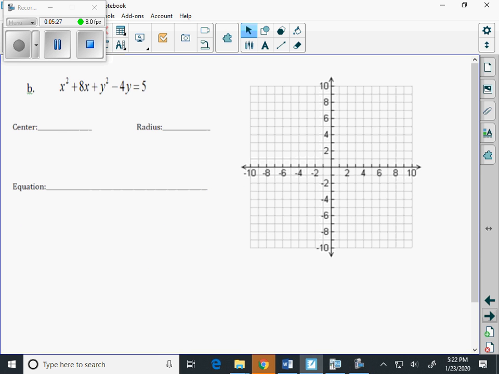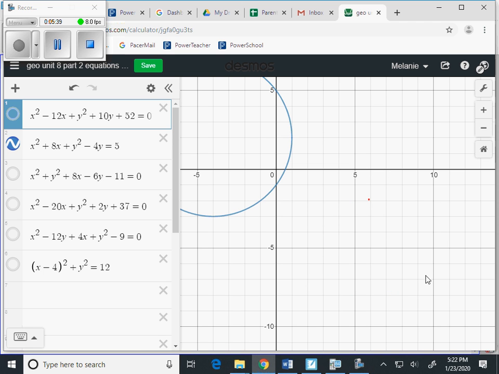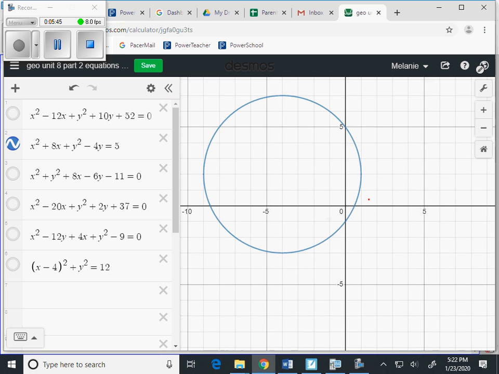Same idea. We'll go back to Desmos. We'll type this value in. I'm coming back over here to Desmos. I'll turn off the first one, turn on the second one, and make sure that I typed it in correctly. And again, we can move our circle around.